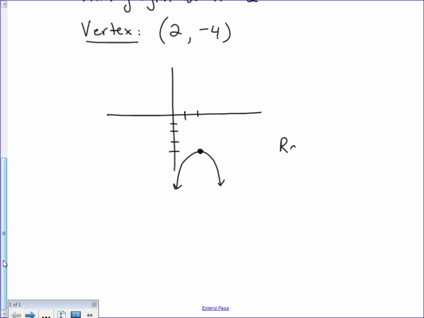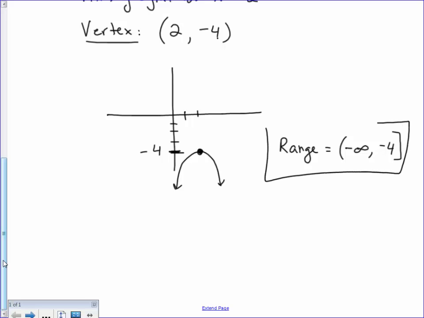Well, for the range, we know that we look on the y-axis. This parabola goes down forever. And so the range would be negative infinity, and then we notice that it stops here at negative 4. So it would be negative 4, and you would include that because that's your vertex. So the range would be negative infinity to negative 4.